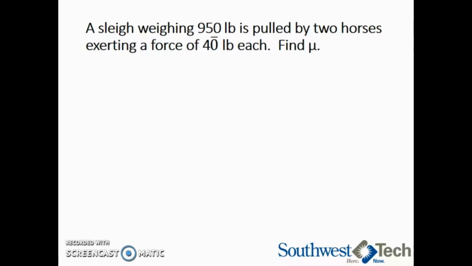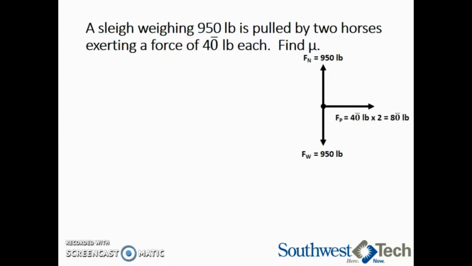First, we are going to draw a force diagram to visualize what we know and what we are trying to find. We know the weight force, which points down, is 950 pounds. Newton's third law of motion tells us that for every action, there is an equal and opposite reaction. That means the reaction force, or normal force, opposite the weight force, is also 950 pounds, but this force is pointing up. Next, we know that the pulling force by each horse is 40 pounds.